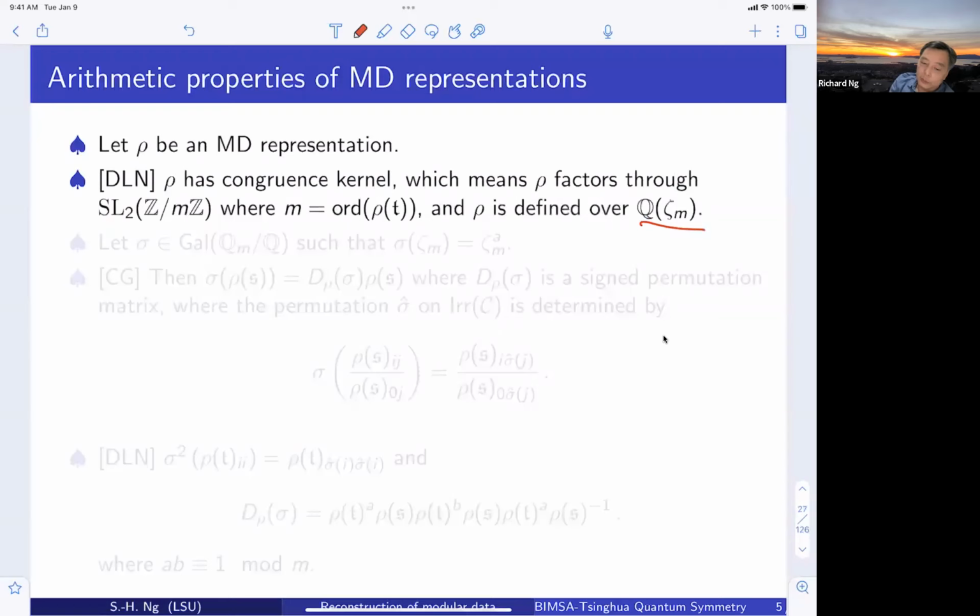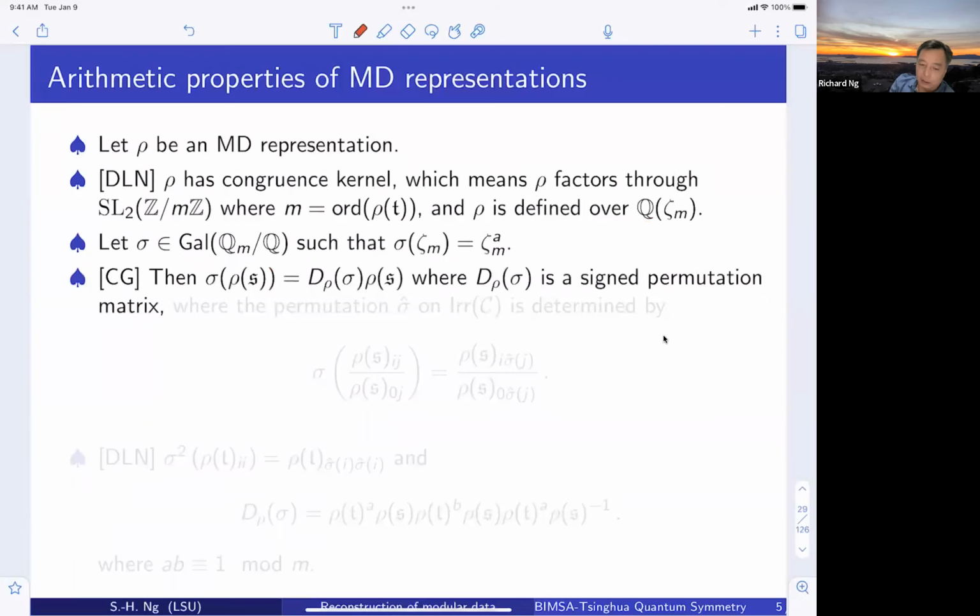Again, now we don't need to deal with the Galois automorphisms of Q bar because it's big and infinite. Instead we can deal with a finite Galois group, which we know is isomorphic to (Z/M)^*. So our job is suddenly easier when we are dealing with a finite group. In the paper, Coste and Gannon actually define something called D_rho(sigma). Basically, if you apply sigma to this MTC representation of S, then it will be given by a signed permutation matrix, D_rho(sigma), times rho(S). So how do you define this signed permutation?